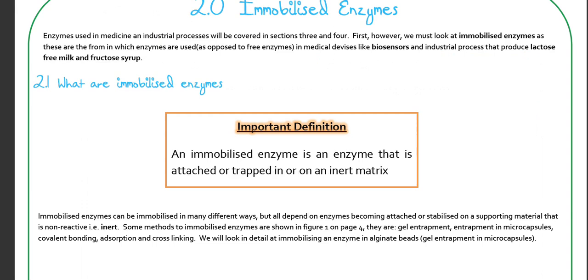So here's the notes starting with immobilized enzymes. We've got a definition there. It's important that you remember the definition. An immobilized enzyme is an enzyme that is attached or trapped in or on an inert matrix. Lots of people forget to mention inert matrix. It is important.